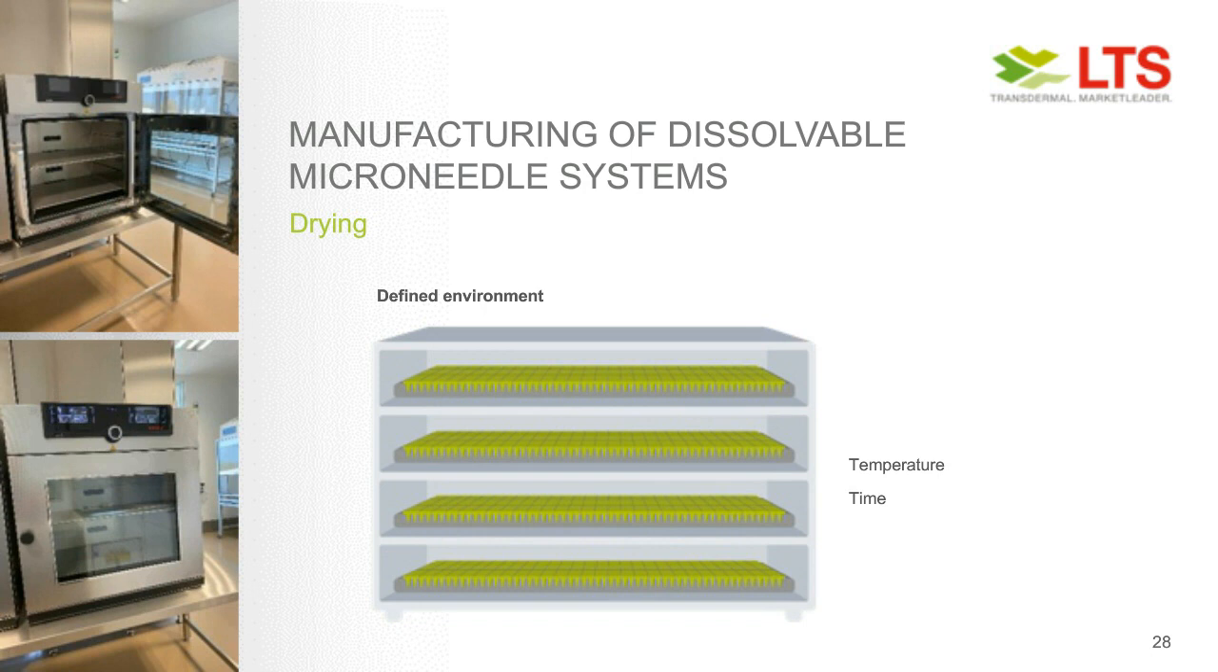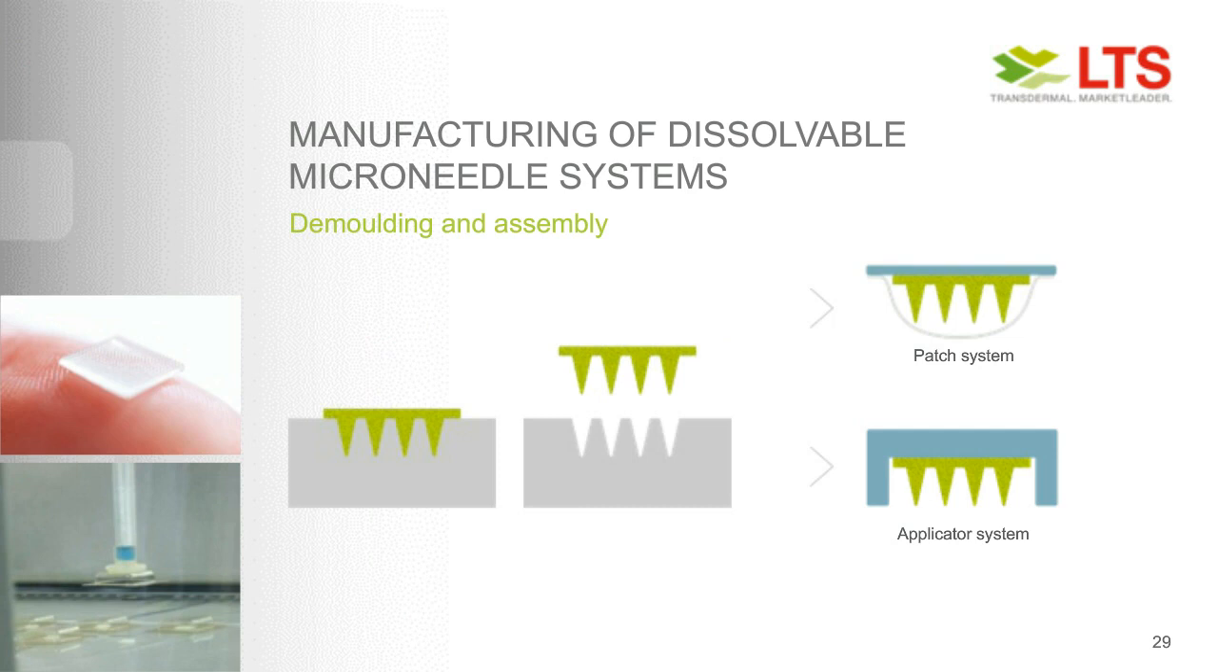And then in the end, it comes to demolding and assembly. You now have a dry microarray, which you can take out of the mold. You see it on the left side. Then you can either make some kind of patch system, where you have a cover on top of it for later use as an application system, where you remove the cover again and just apply it by thumb pressure, or you can assemble directly with an applicator and then use an application system. And this is basically the manufacturing.